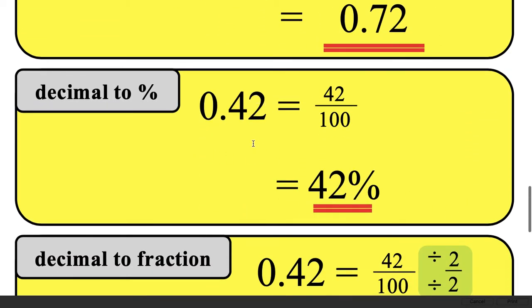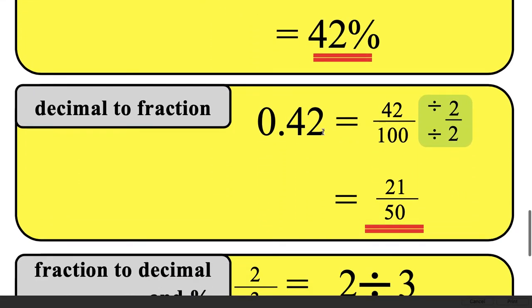Decimal to percent, well, same way around really. You say 0.42 is 42 hundredths, and 42 hundredths is the same as 42%, because percentage just means the same as out of 100. And again, you can see the pattern of the decimal just shifting 2 places.